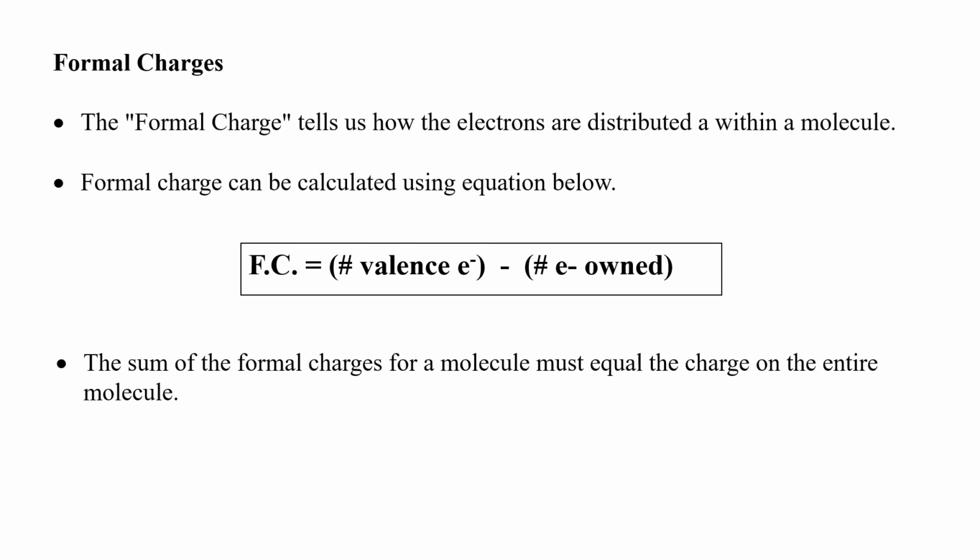So formal charge can be calculated using several different equations. I'm going to show you the simplest one. It's the number of valence electrons minus the number of electrons that particular atom owns. And the sum of the formal charges equals the charge of the molecule. This is how you're going to check your work, by summing up the formal charges. And if they don't all add up to the total charge of the particle, then you've done something wrong.